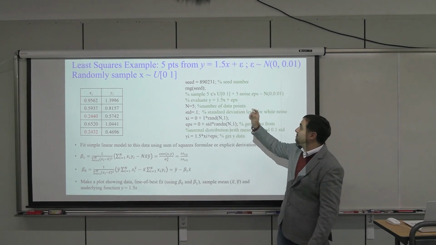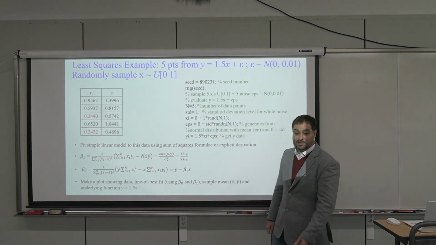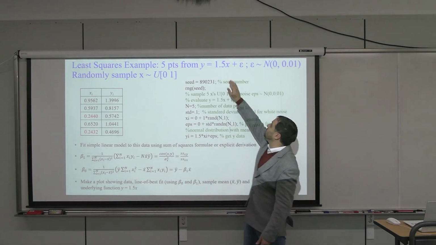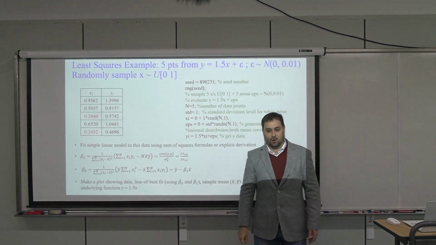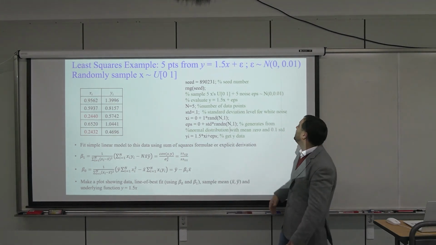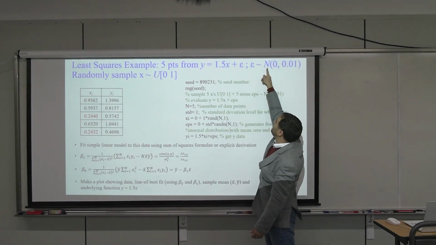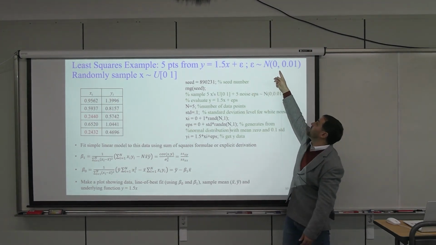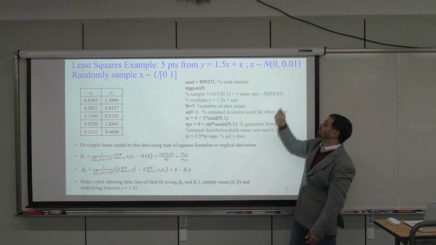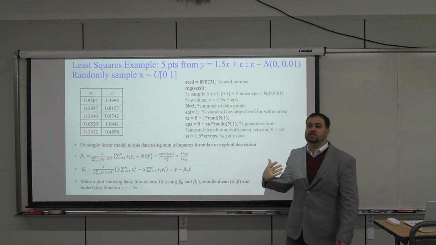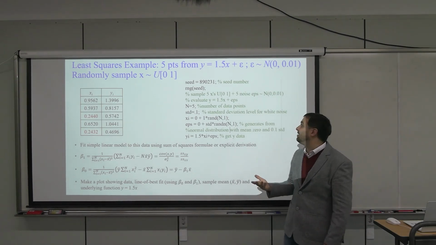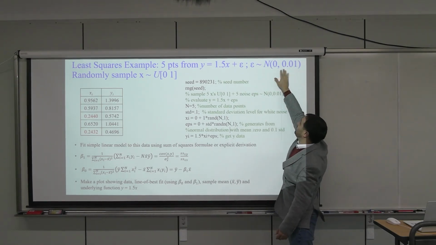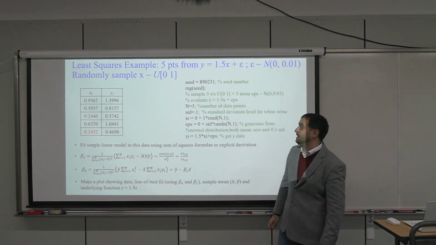And we're going to actually sample 5 points from this function. But we're also going to add epsilon, a random noise component, or white Gaussian noise. And so the epsilon will be normally distributed with a mean of 0 and a variance of 0.01, or a standard deviation of 0.1. Remember, the standard deviation squared is the variance. So the standard deviation is 0.1.